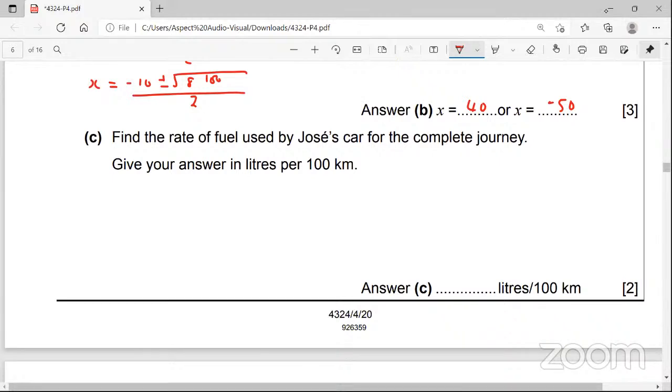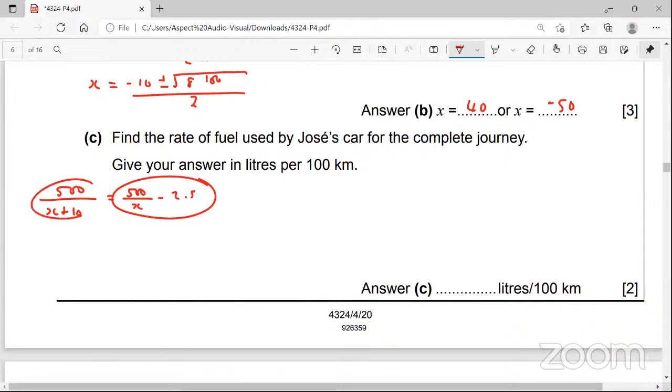Now the next question, they are saying, find the rate of fuel used by Jose's car to complete the journey. Give your answer in liters per 100 kilometers. Now remember, for Jose to complete the journey, we have this expression where we say 500 over x plus 10 will be equal to 500 over x minus 2.5. So whether I use this or I use that expression, my answer will be the same. But the trick is my x values, one is positive, the other one is negative. And I can't have a negative difference.